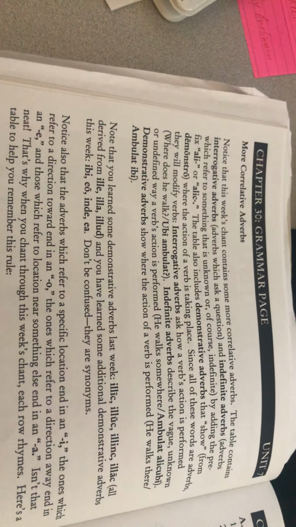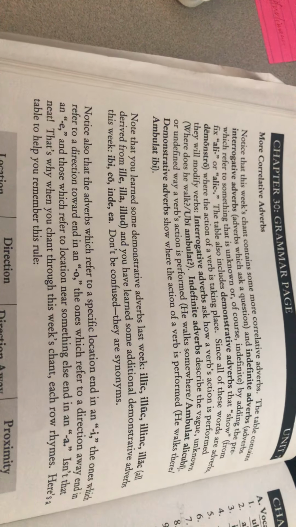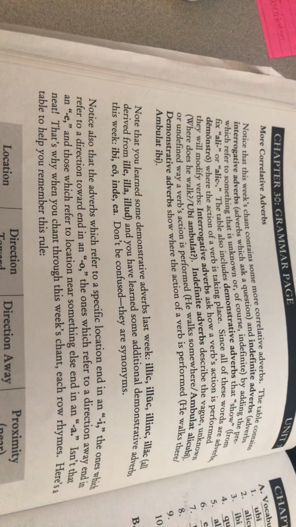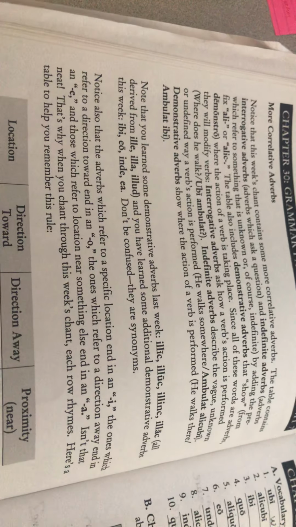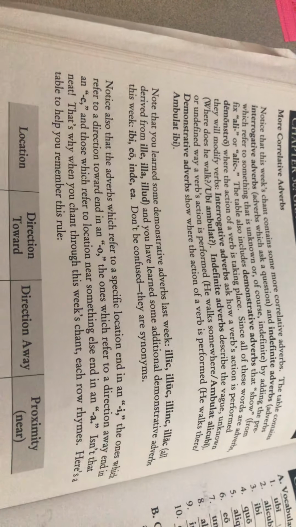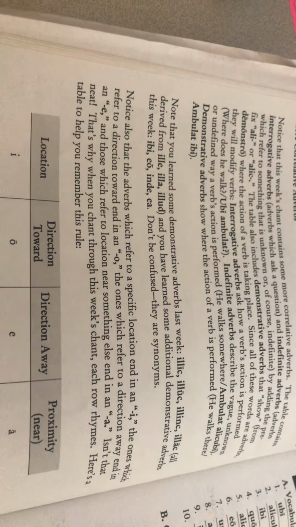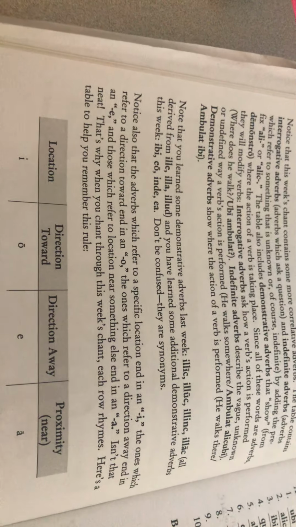Where does he walk? Ubi ambulat? Indefinite adverbs describe the vague, unknown or undefined way a verb's action is performed. He walks somewhere. Ambulat aliquubi. Demonstrative adverbs show where the action of a verb is performed. He walks there. Ambulat ibi. Notice that you've learned some demonstrative adverbs before, right? We did illic, illuc, illinc, illac. That wasn't last week, I don't think. And you have also learned other ones like ibi, eo, inde, ea.